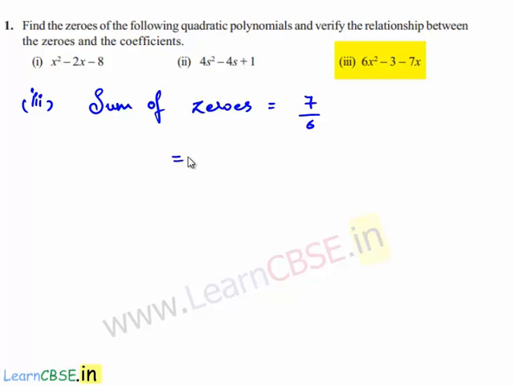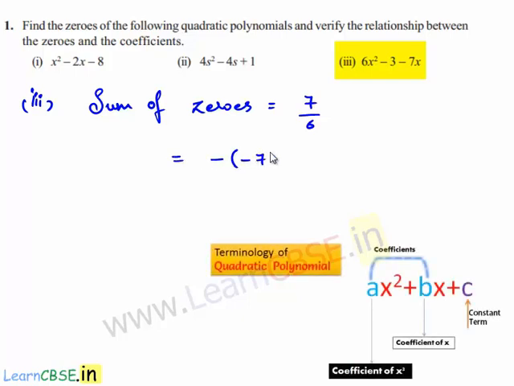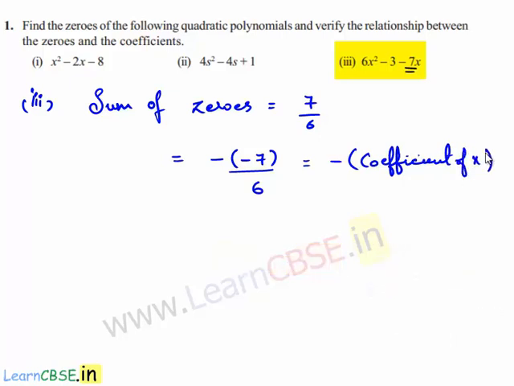So this is written as minus of minus 7 divided by 6. We observe minus 7 is the coefficient of x, so minus of coefficient of x, and 6 is the coefficient of x square. So this is nothing but coefficient of x square. Therefore, the sum of the zeros is nothing but minus of coefficient of x divided by coefficient of x square.